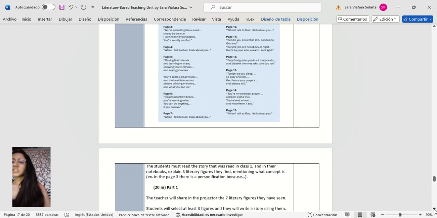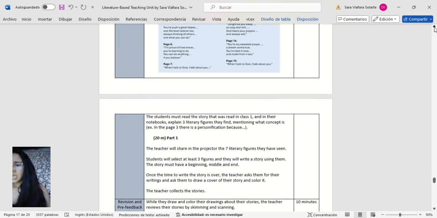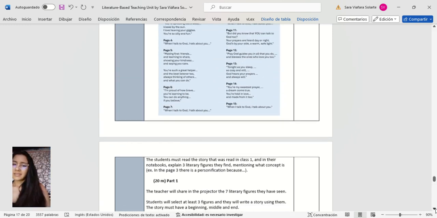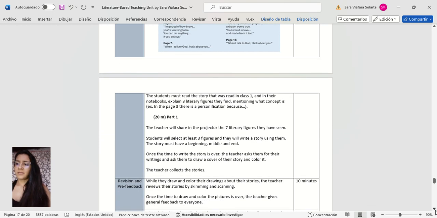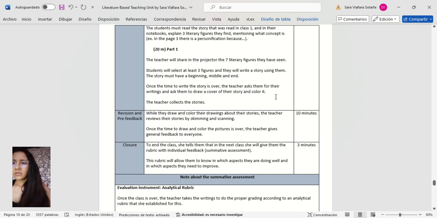The students must read the story that was read in class 1, and in their notebooks explain 3 literary figures they found, mentioning what concept it is. For example, on page 3 there is a personification, so that is the idea. Just identify. There is the other part, that is part 2.